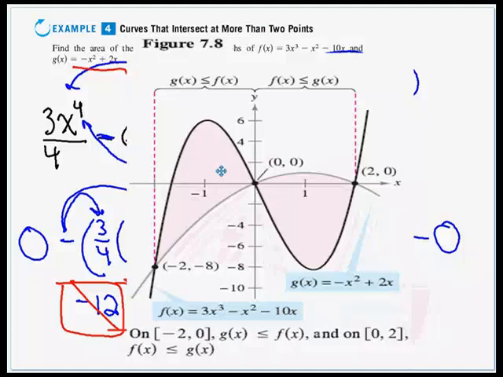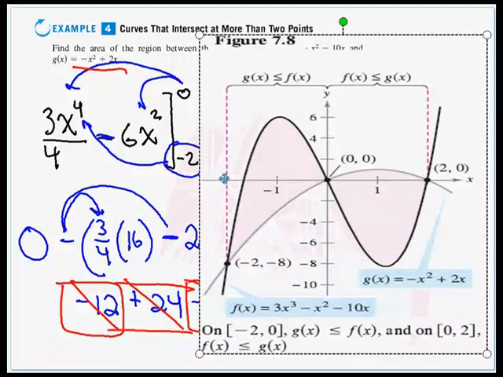Here are our curves. Our first interval went from negative 2 to the origin, and on that part our upper function was the third power function, 3x cubed minus x squared minus 10. So we found the area in between the curves here. But then at the origin they switched, and the negative x squared plus 2x curve now became the upper function, and we subtracted the cubic function and found this region. And when we add those regions together, we did get 24 square units.